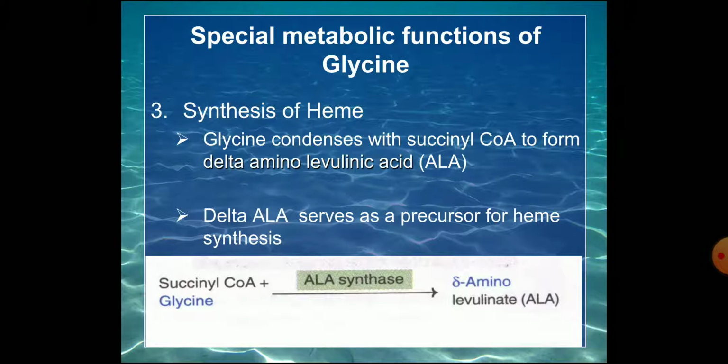Glycine condenses with succinyl coenzyme A. Where do we get succinyl coenzyme A? That is from the citric acid cycle; it is an intermediate of the citric acid cycle. So glycine combines with succinyl coenzyme A to form delta aminolevulinic acid, or ALA, by the ALA synthase enzyme. Delta aminolevulinic acid serves as the precursor for heme synthesis. You can see the reaction here, succinyl coenzyme A plus glycine, and ALA synthase is the enzyme forming delta aminolevulinic acid. This is the rate limiting step in heme synthesis.